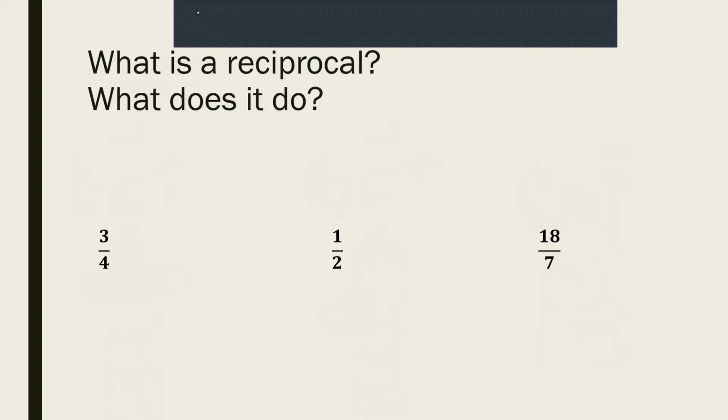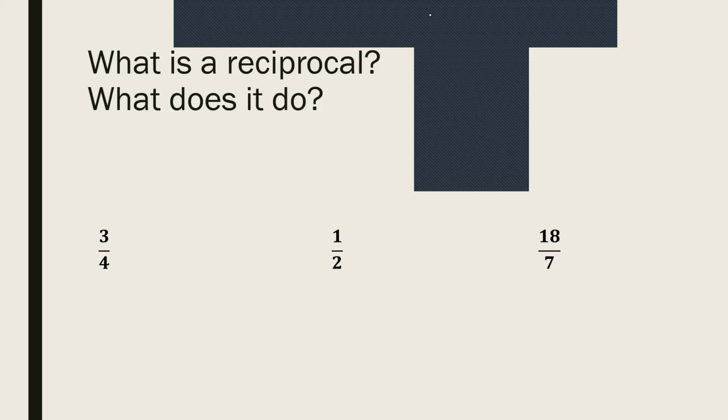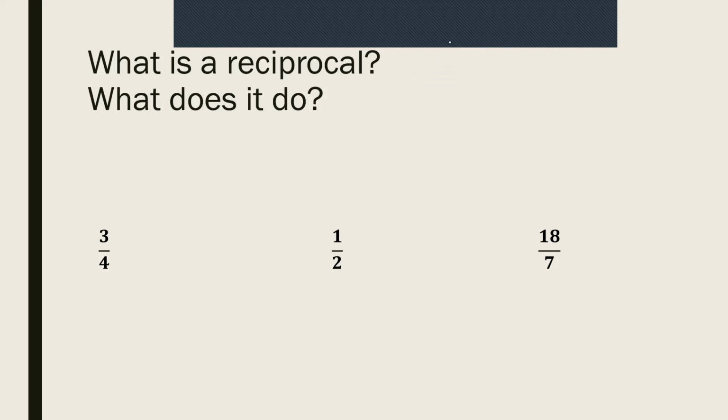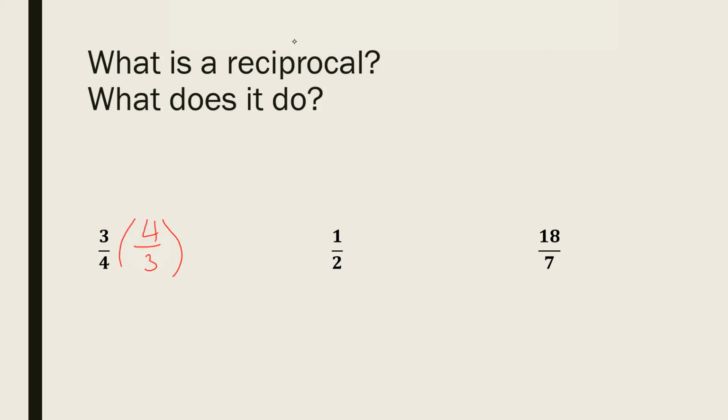The thing we need to talk about here is reciprocals. What is a reciprocal and what does it do? A reciprocal is essentially the flip-flop or the opposite of a fraction or of a numerical value. So for example, I have 3/4, 1/2, and 18/7. If I asked you to find the reciprocal of 3/4, you would tell me that the reciprocal of 3/4 is 4/3, right? It's just flip-flop. What was on the denominator becomes the numerator. What was on the numerator becomes the denominator.